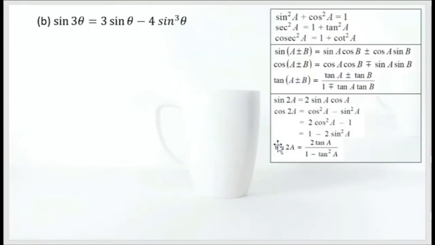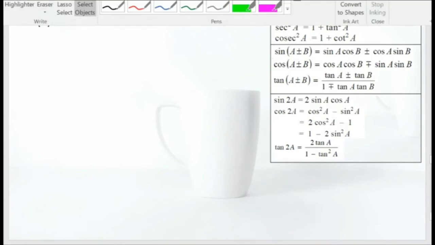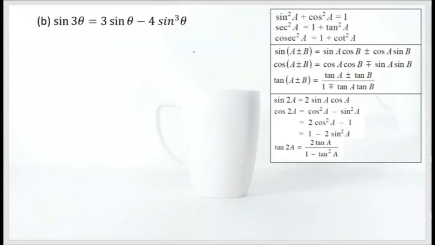Part B. This question is more complicated, but it is a very good question. Question B: sine 3 theta equal to 3 sine theta minus 4 sine cube theta. So we need to prove from the left hand side to the right hand side, or the right hand side to the left hand side. We have to prove from left or right.